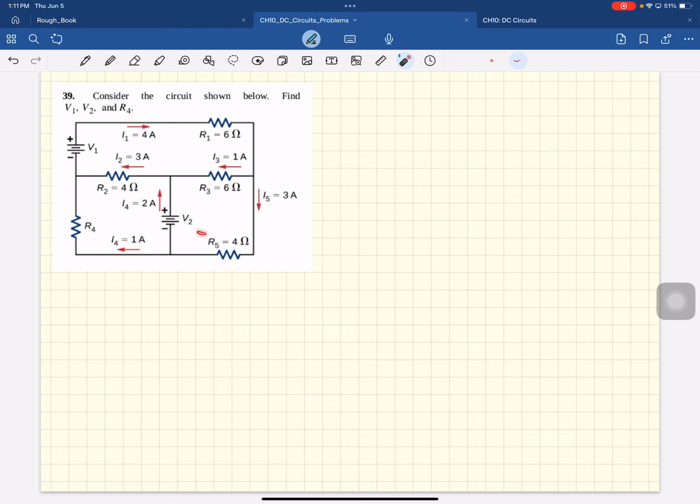Okay, so if you use this loop, you see V2 will be the only unknown there. And you can solve for V2 right away. So we'll use this loop. We'll call it loop 1.